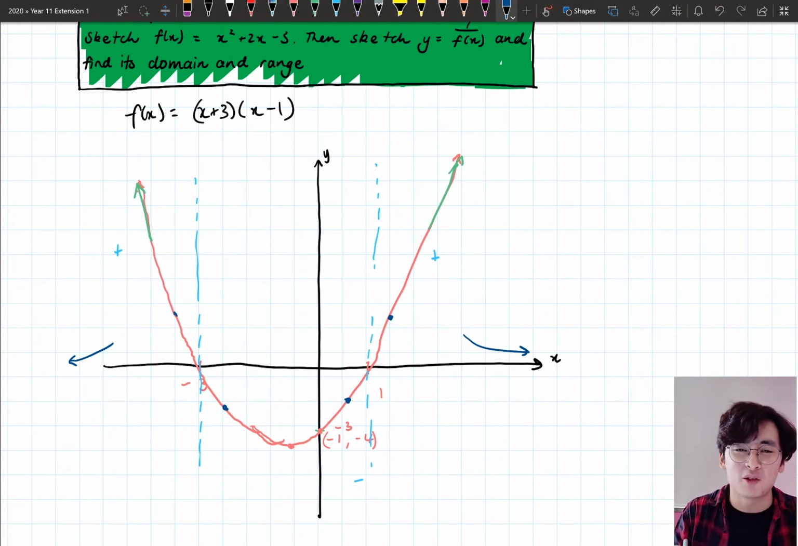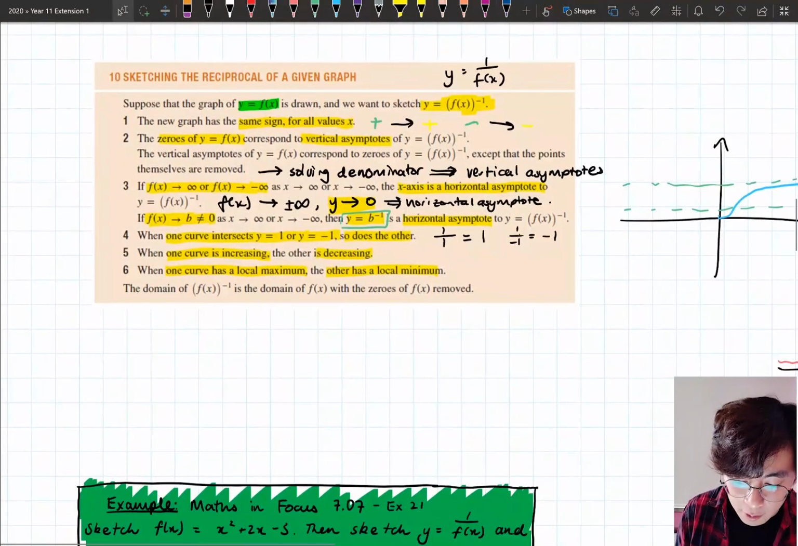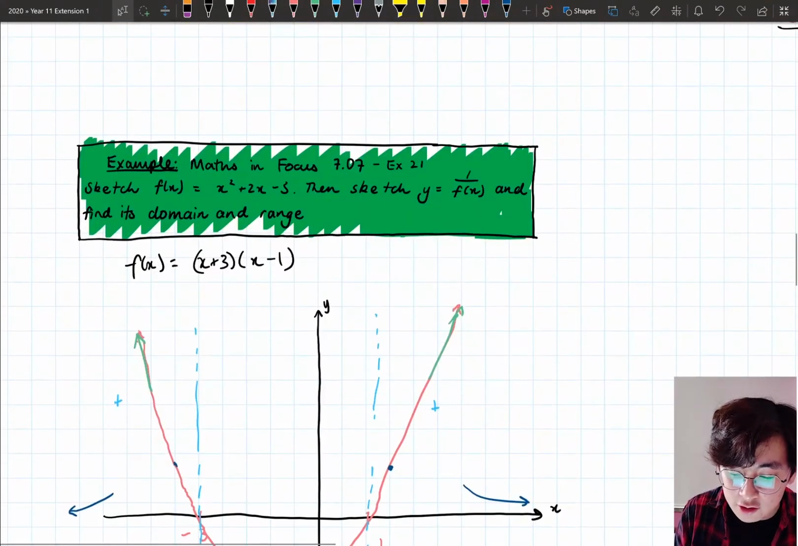Okay, you can solve that separately. I'm not going to do it here. But yes, that is the next part. Okay, and when one curve is increasing, the other one is decreasing.